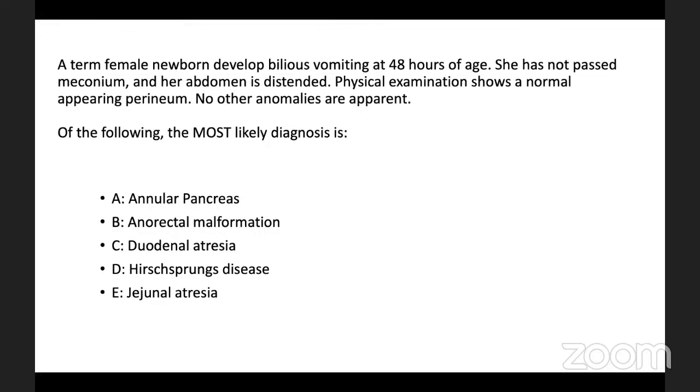Some may question why jejunal atresia is not the answer. In the book it is mentioned, and we have observed here as well, that jejunal atresia most likely behaves the same as duodenal atresia. If there was ileojejunal atresia, then the thing would have been different, but here it is typical jejunal atresia. So the most likely diagnosis here is Hirschsprung disease.